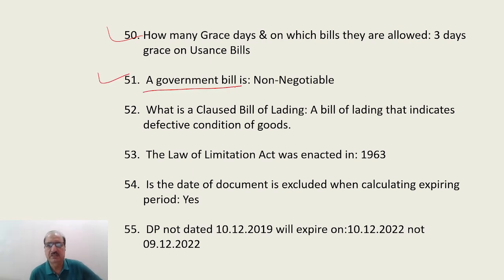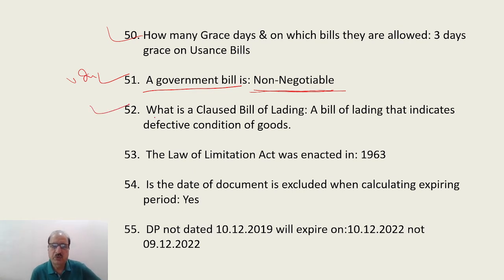51. A government bill, any bill issued by the government, is non-negotiable. It's non-negotiable. Very important question. It has come so many times. If a bill is issued by the government, this is not negotiable.